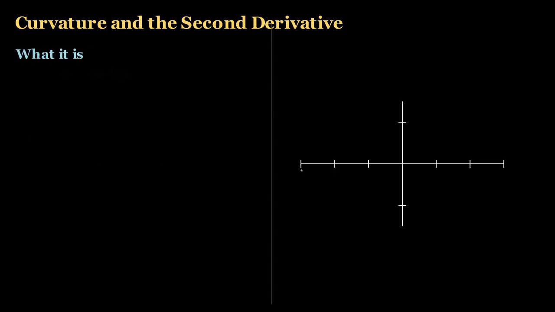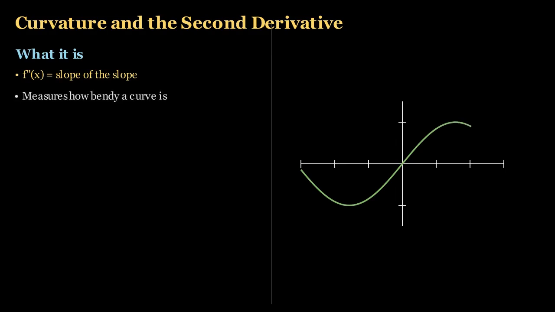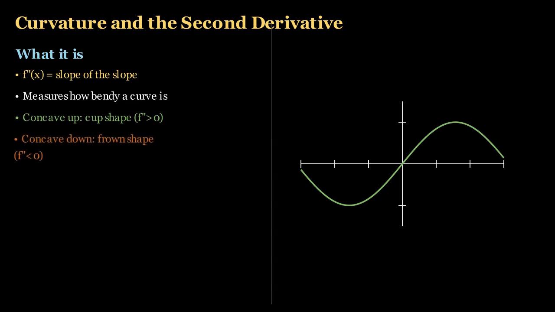We already know that the first derivative, f prime of x, tells us the slope of a graph at any point, how steep it is. But slopes themselves can change. The second derivative, written f double prime of x, is simply the rate at which the slope is changing. Think of it as the slope of the slope.